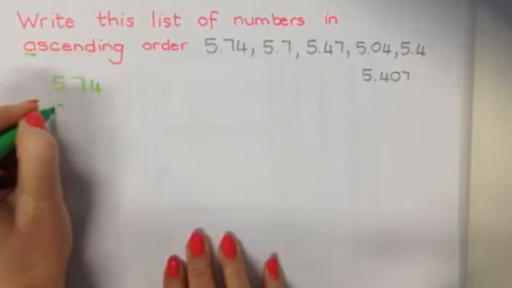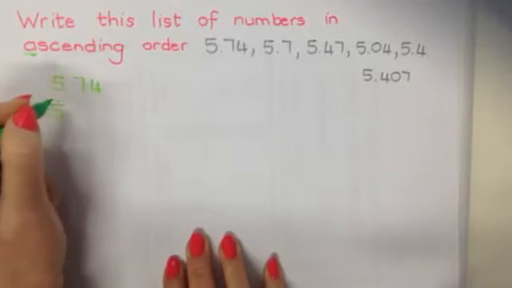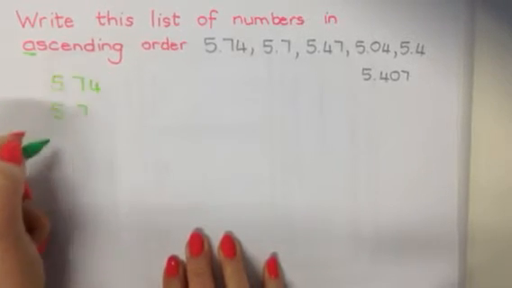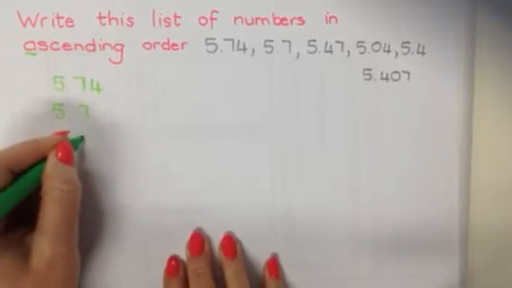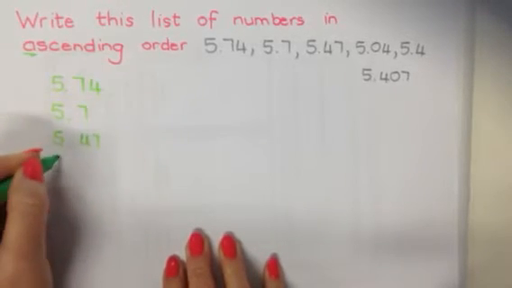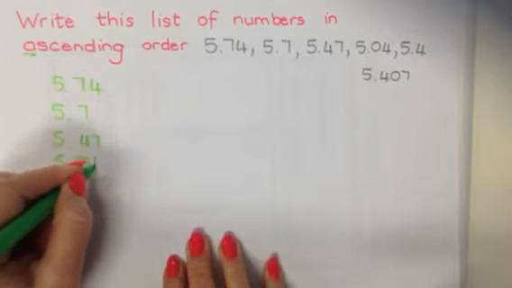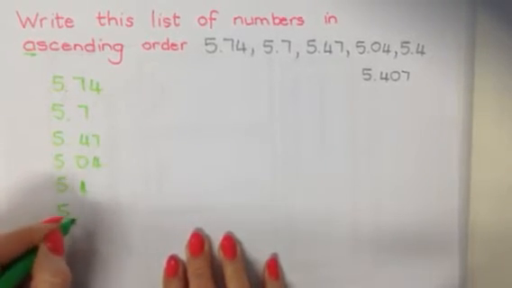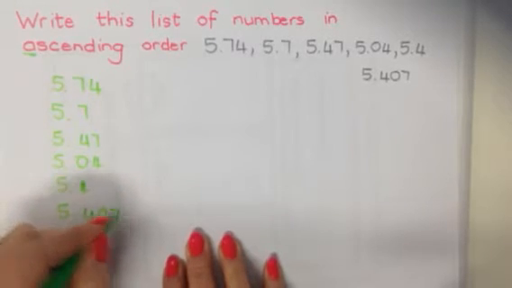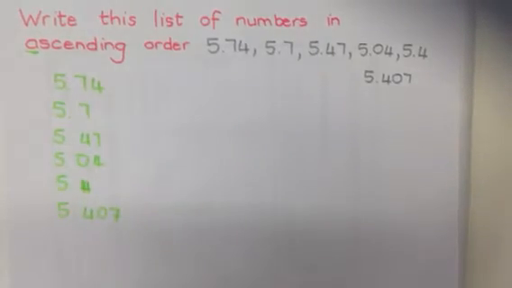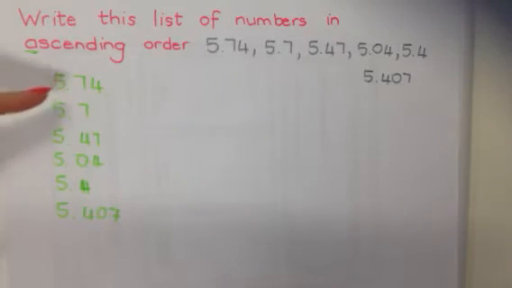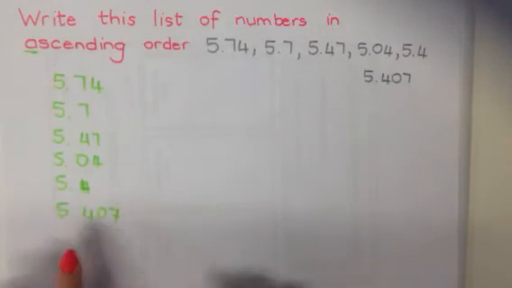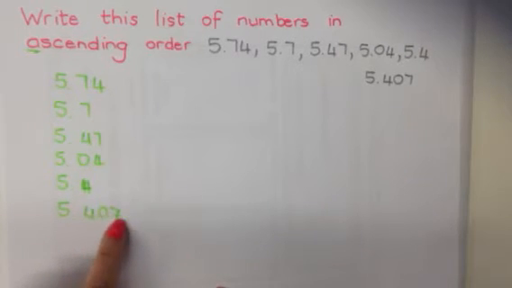5.74, and put the decimal point at the same spot, okay? 5.7, 5.47, 5.04, 5.4, and 5.407. Okay, so the next thing you do is you say, right, which number has got the most digits? This one has the most decimal places, okay, because after the decimal, it has 3.